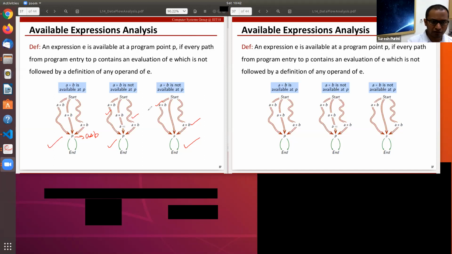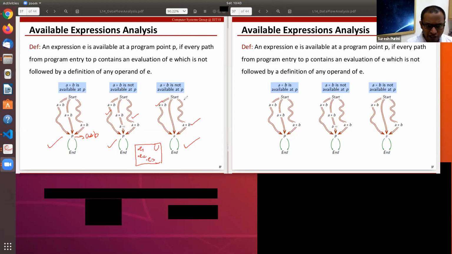The problem that we are looking at is: given a program point P, we want to compute the set of all expressions that are available at the program point. In fact, we can consider a universe of expressions. This is the universe U of expressions. In this universe U, we have different expressions E1, E2, E3, and so on.